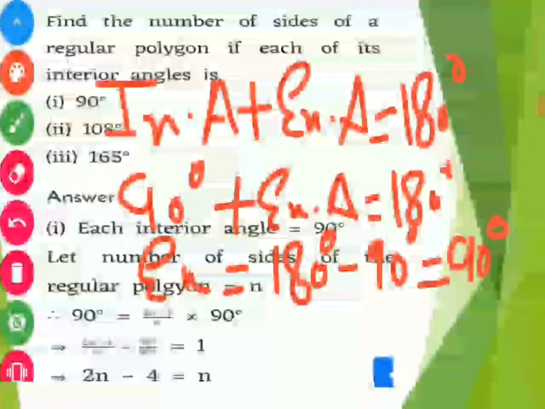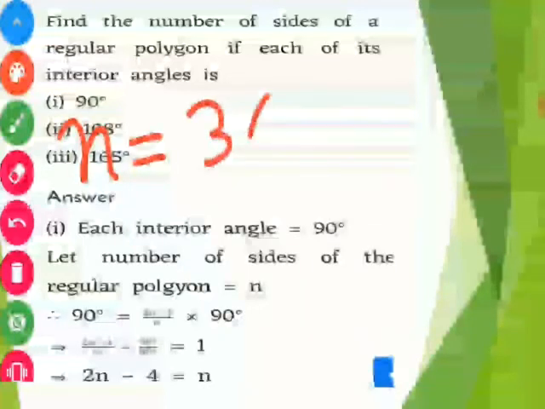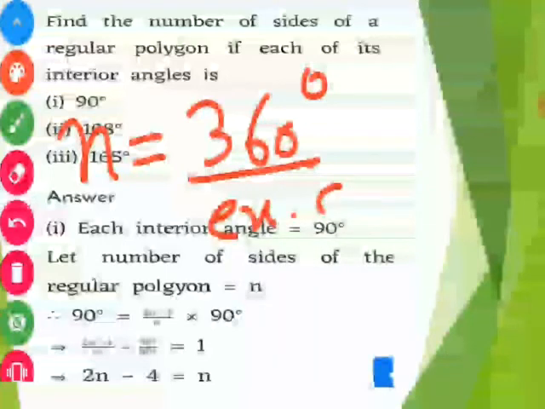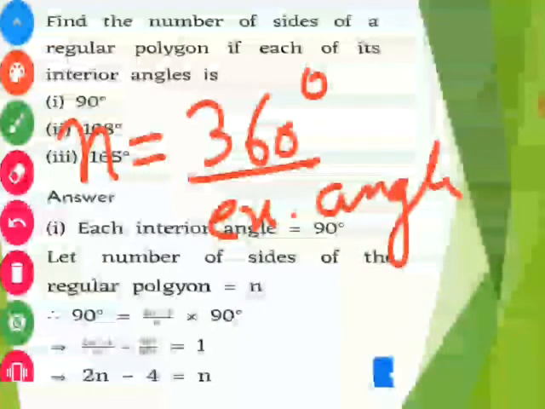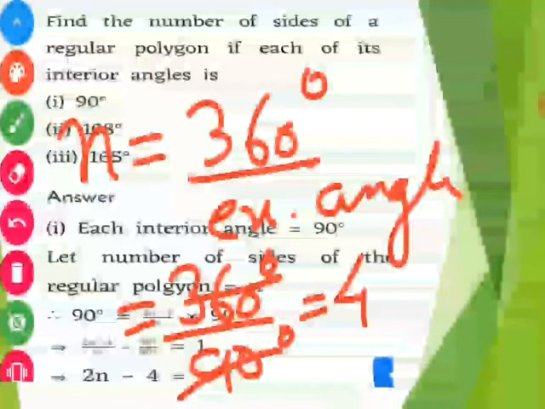So this is equal to 90 degree. Once you have calculated the exterior angle, in order to calculate the number of sides, we will use the formula 360 degree upon each exterior angle. Exterior angle you have calculated is 90 degree. Perform the division and you will get the number of sides equal to 4. So this way we can do this question. Hope you all have understood. Both ways you can use and you can find it out.